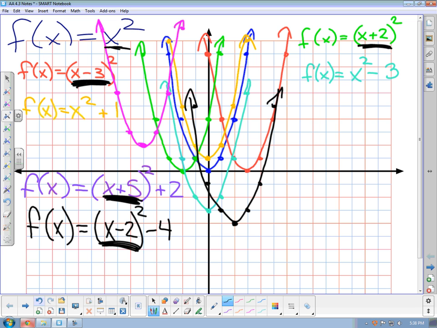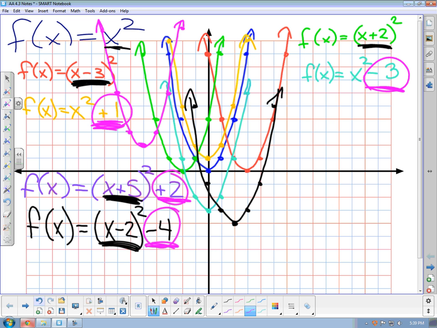Then, if you look at the other parts, this and that and that and that, it is not with the x. So it doesn't impact the x part of it. It impacts the y part. If you look at the yellow one, it is up 1, and that is plus 1. If you look at the purple one, it is plus 2, and this one is up 2. If you look at the black one, it is down 4, and if you look at the turquoise one, it is down 3.